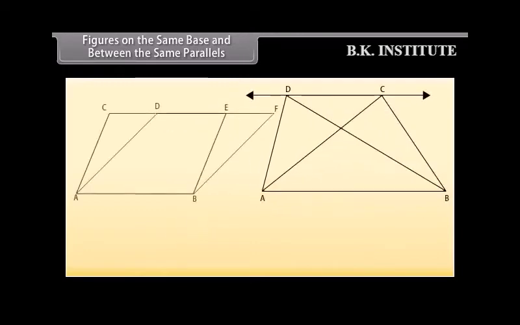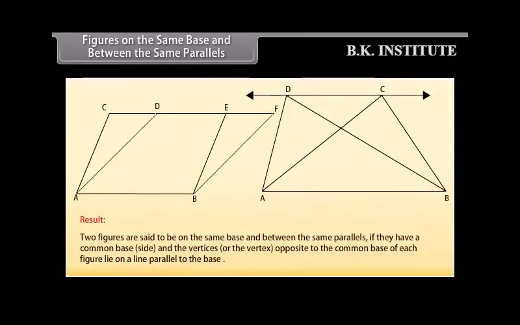So we can say that two figures are said to be on the same base and between the same parallels if they have a common base side and the vertices or the vertex opposite to the common base of each figure lie on a line parallel to the base.